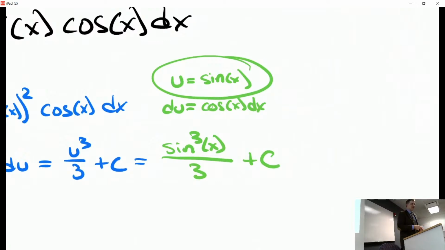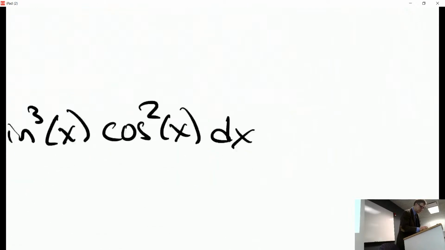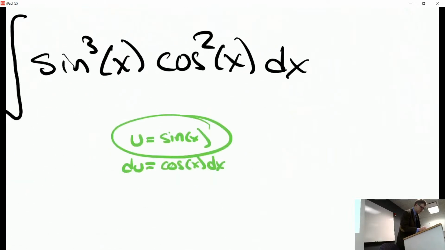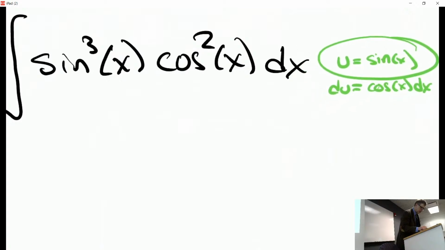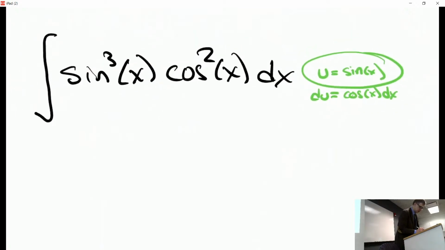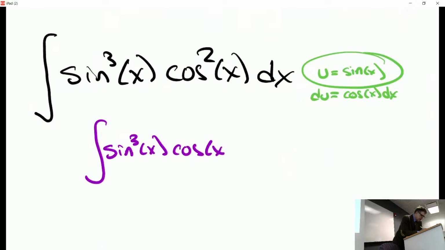So let's think in terms of this. I'm just going to copy this down. Since this worked before, shouldn't it work again? Let's give it a go. Okay, so there's my substitution. So let's see, this means that we have the integral, and I will just do this directly from what you said. The integral of sine cubed x cosine of x times cosine of x dx.